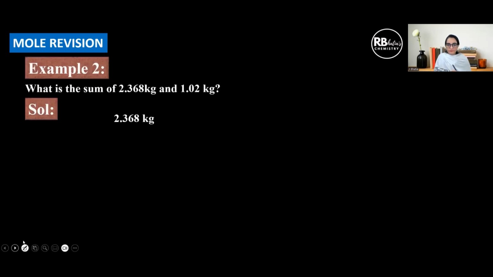What is the sum of these two? And report your answer to the correct number of significant figures. Now, sum means we have to add. And what did we do? While adding, if you give this answer, children, you get no marks because you're not studying in 5th, 6th standard where you're learning addition. We are supposed to express our answer to the least number of decimal places.